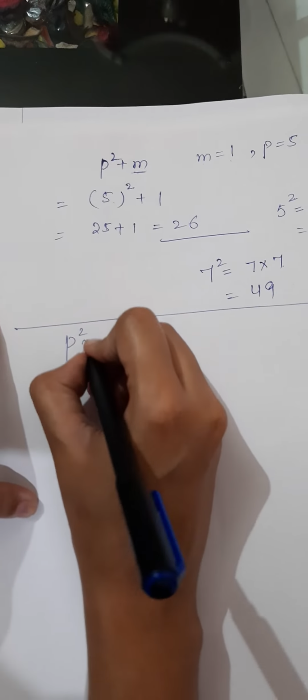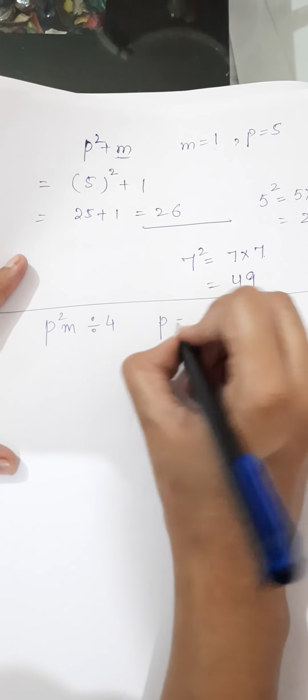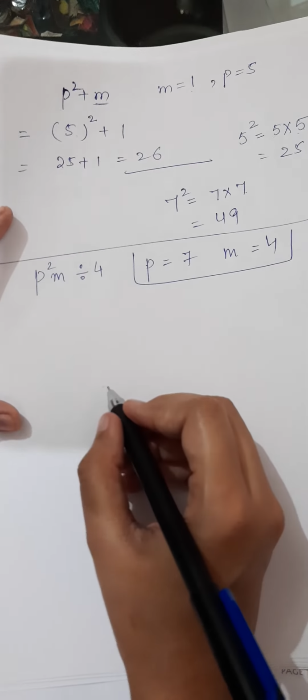Okay. Now sixth, p square m is divided by 4 when the values of m and p are given to you. Now how are you going to do this question? I am going to explain it here by writing it. p square m divided by 4, and the values are of p and m. p is given to you as 7 and m is given to you as 4. These are the values given.